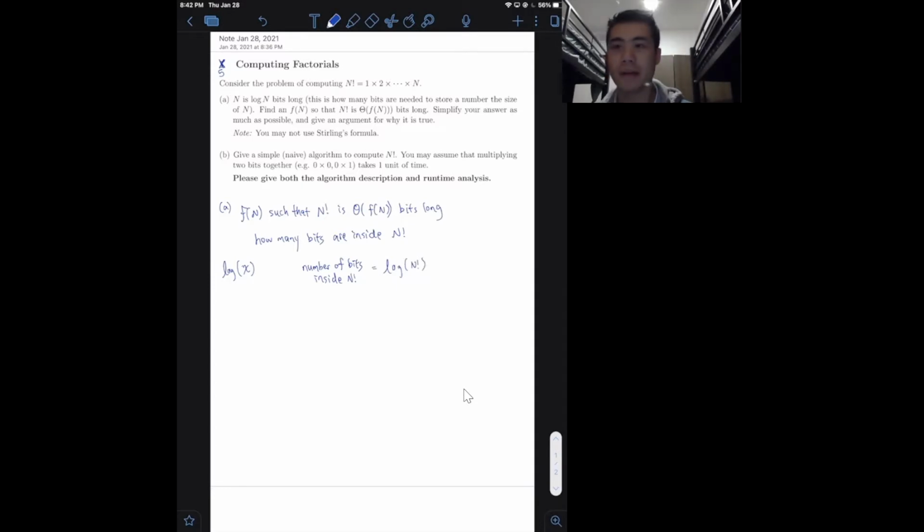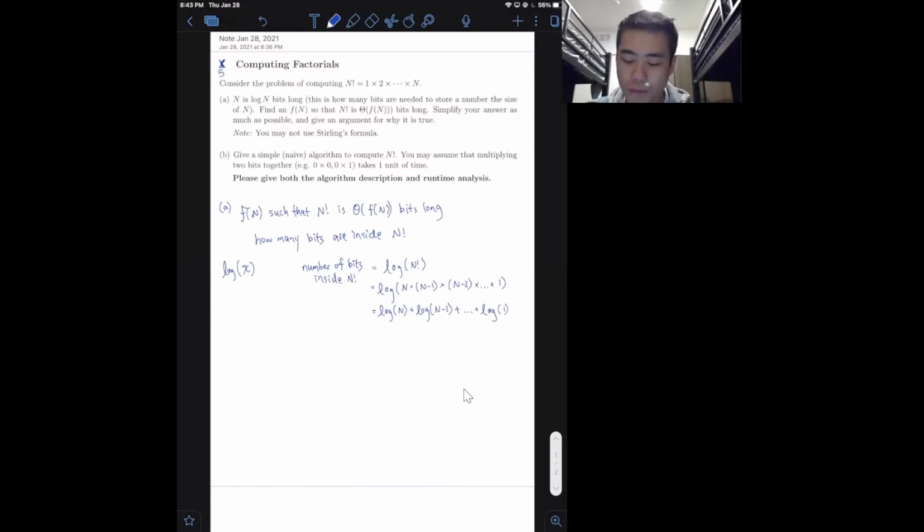All right, so let's try to expand this out and see how we can simplify the factorial term. We know that factorial is defined as the product of n times n minus 1, etc., all the way to 1. And from the property of logarithms, you can split up all this multiplication into the sum of individual logarithms. So this is equivalent to log n plus log n minus 1 plus all the way to log 1. That is basically how many bits are inside n factorial.